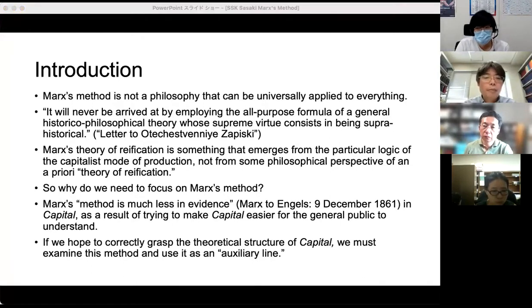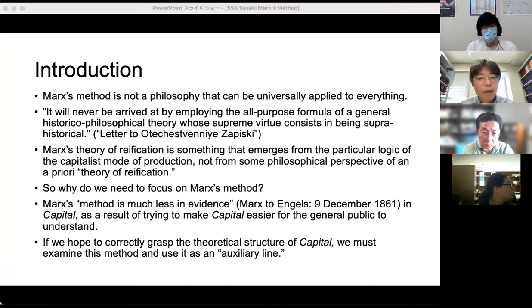Before discussing Marx's method concretely, I would like to talk about the meaning of the method I speak of here. In my opinion, Marx's method is not a philosophy that can be universally applied to everything. This interpretation is in opposition to most interpretations, such as Engels or Althusser or the humanist interpretation and so on.